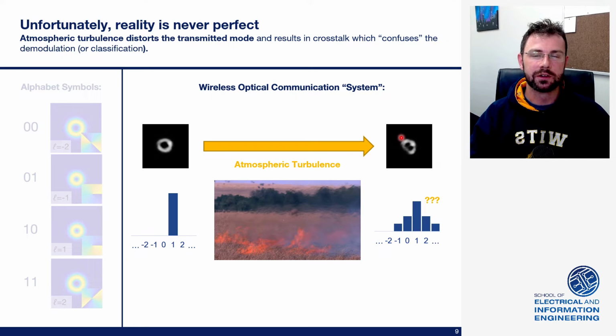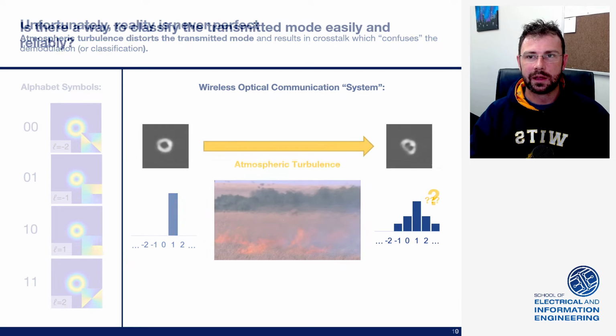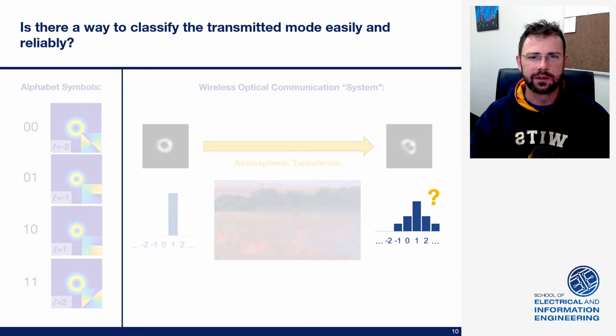And when we try to look at what modes are actually in this, we probably see our original L equals 1 mode, but we would see some other modes as well. And this then makes it confusing because exactly which transmitted mode was it?